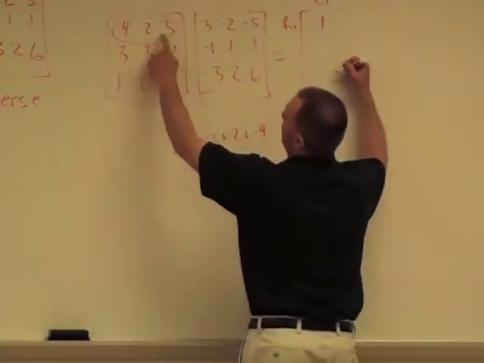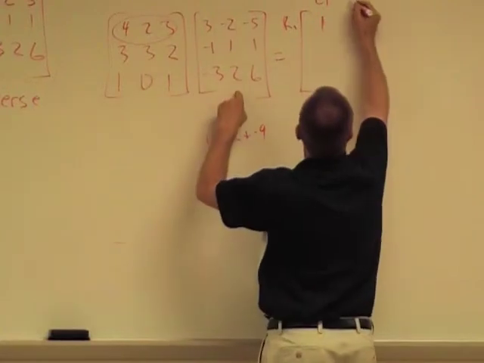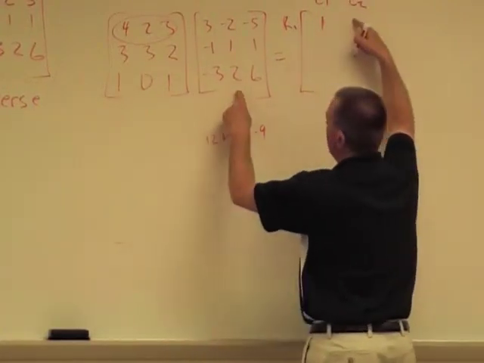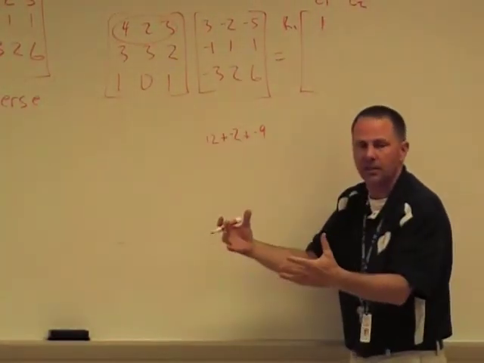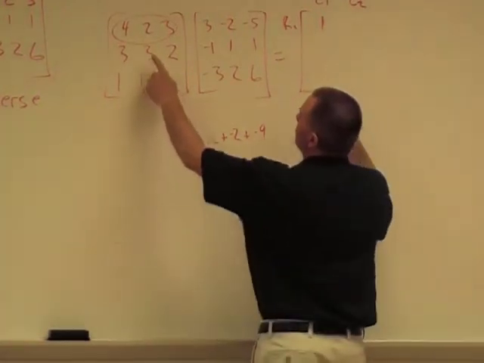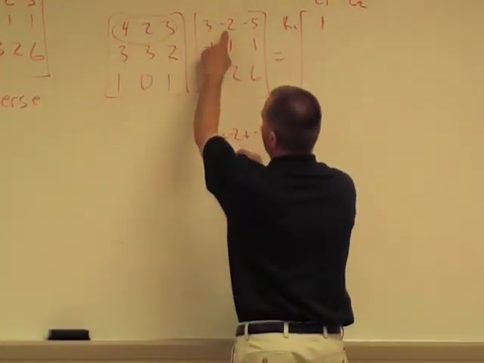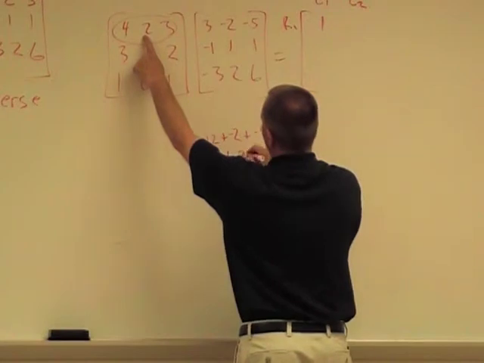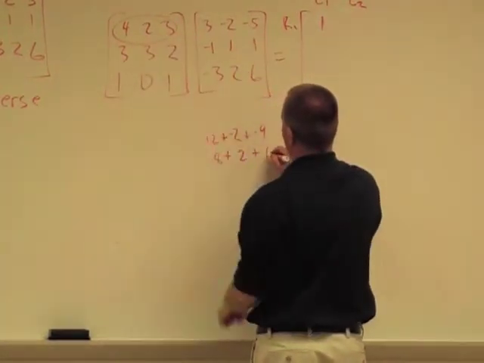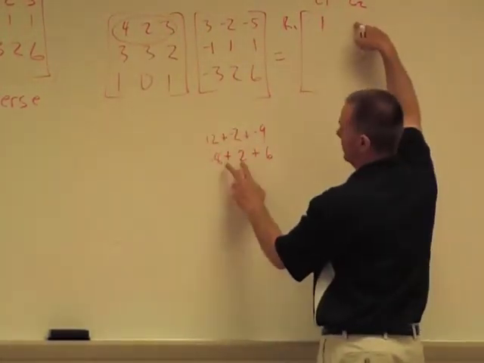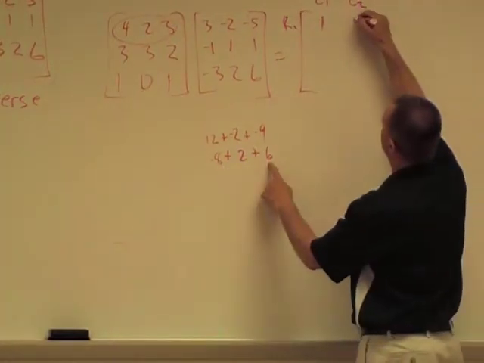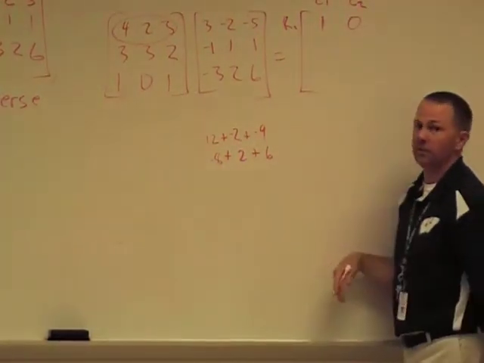Alright, so row 1 times column 2 is going to give me row 1, column 2's answer. I'm just specifically saying this for those of you who are still struggling. So 4 times negative 2 is negative 8, plus 2 times 1 is 2, plus 3 times 2 is 6. That gives me this answer. That's negative 6 and positive 6 is 0. We wanted it to be 0.